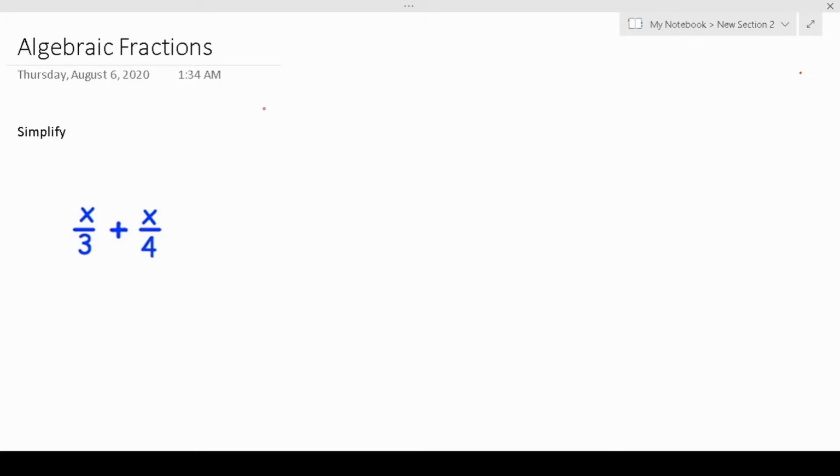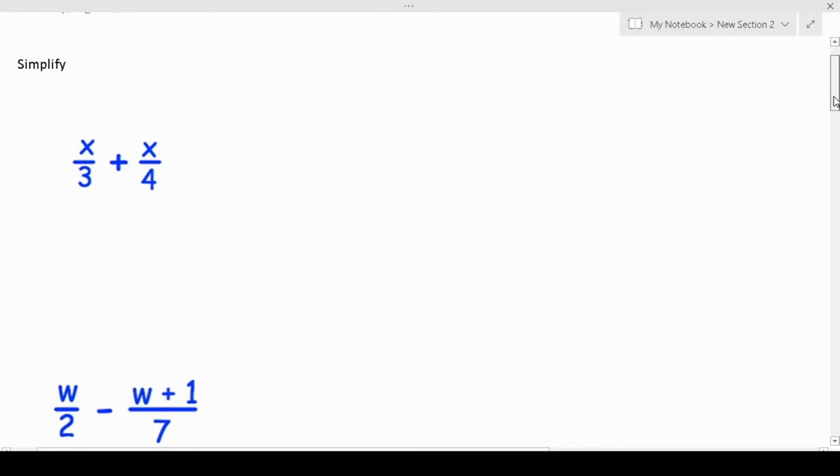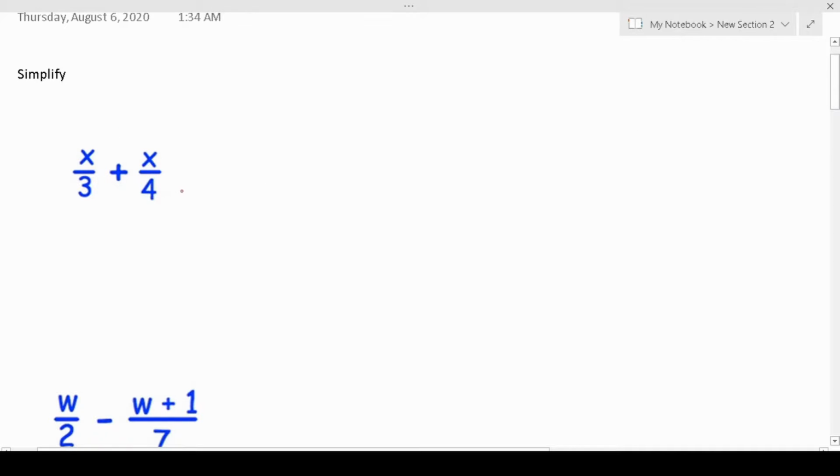All those things being said, let's go ahead and get started with some practice. For this first problem, you can see that we have x over 3 plus x over 4. That is, we're trying to add these two fractions. In order to add fractions, you have to have denominators that are the same. In this case, the denominators are 3 and 4, which means we can't add these just yet.